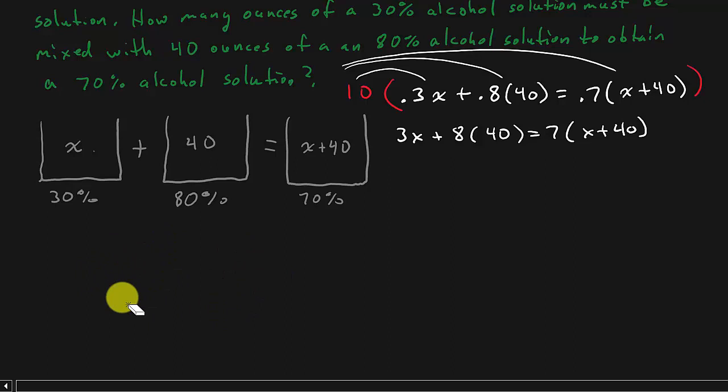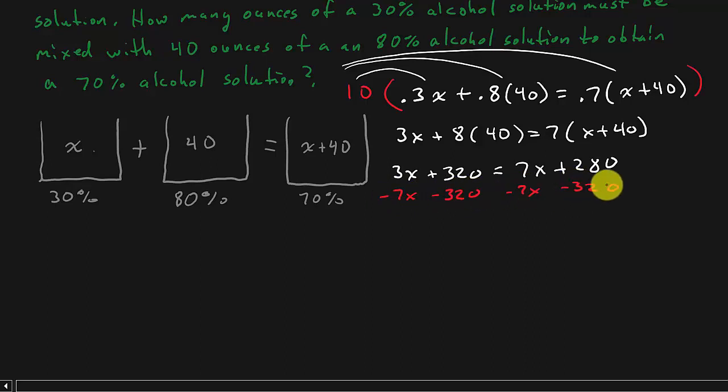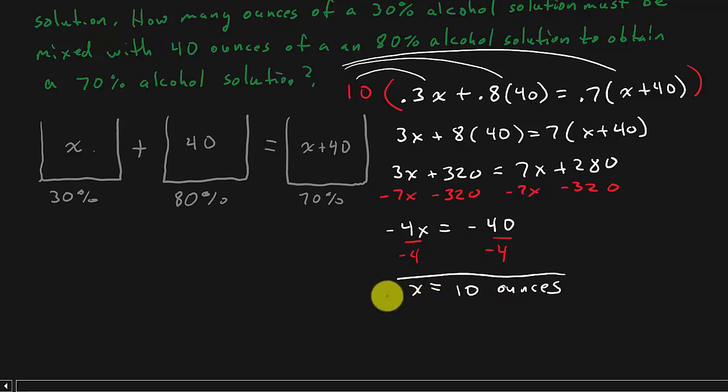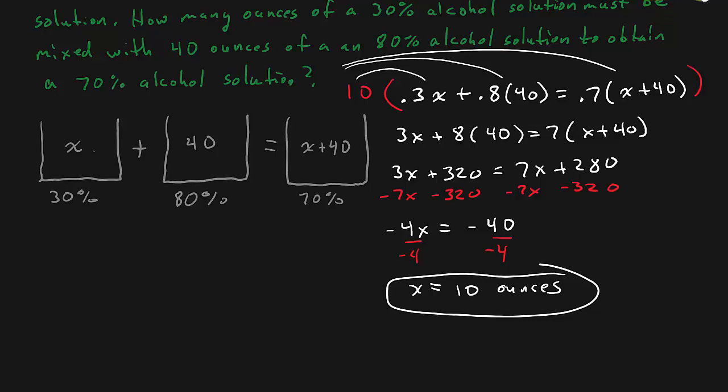So now let's clear the parentheses. So that's 3x plus 320 equals 7x plus 280. And then I'm going to subtract 7x from both sides, subtract 320 from both sides. That's going to give me negative 4x equals negative 40. Then divide everything by negative 4. That is going to be x equals 10 ounces. Okay. And there's my answer for that one.